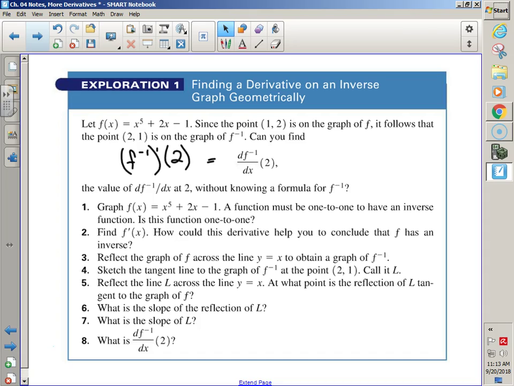Pause. Could you actually find the inverse function for this one? No. If you switch x and y and solve for y, it's impossible for you guys by hand, well, even at all, to solve.